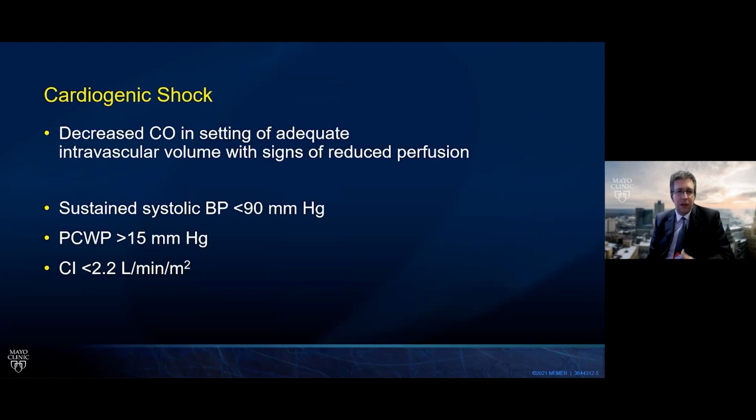When we say profound LV failure, we're really referring to cardiogenic shock in the setting of acute MI. This is a decreased cardiac output in the setting of adequate intravascular volume with signs of reduced perfusion. I think it's good to have an agreed upon definition that we can think of. The hemodynamic parameters that we'd be referring to here would be a systolic blood pressure less than 90 or a MAP less than 60 that is sustained.